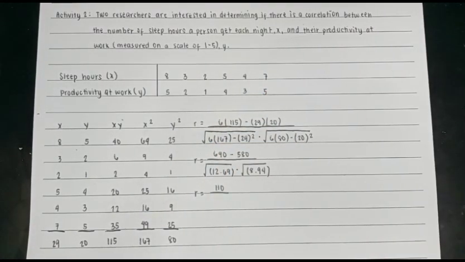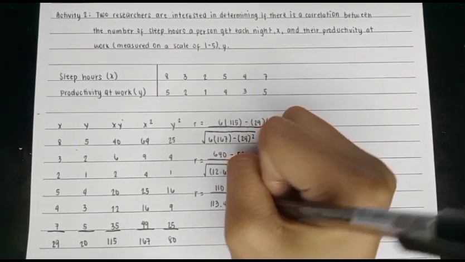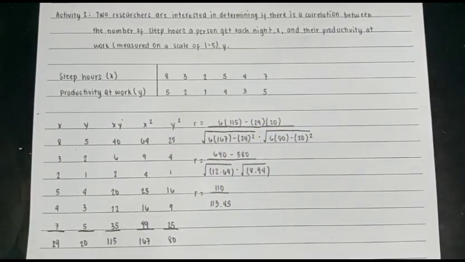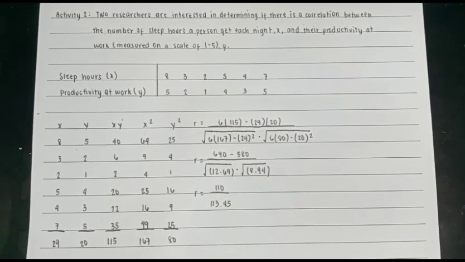The next, 12.69 times 8.94, and that will be 113.45. Para makuha natin yung final answer, ipagdi-divide lang natin yung 110 at 113.45. So, our final answer is 0.97.